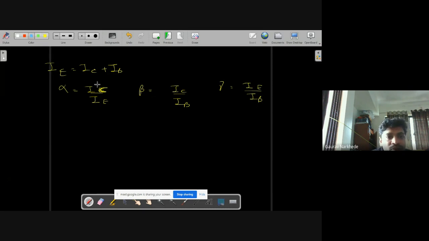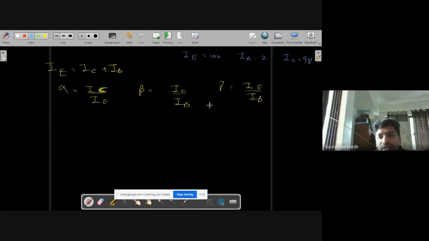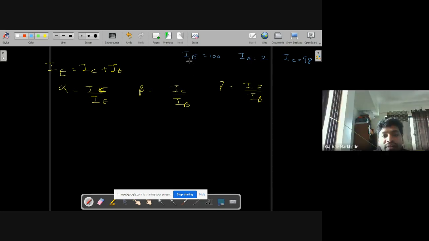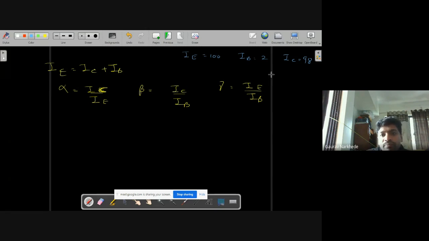Now listen, what value of IE did I give? I gave an example, right? IE was 100, IB was 2, and IC was 98. Do you remember the example? Yes, sir. Why? Because the emitter is highly doped, the base is lightly doped and the collector is moderately doped.